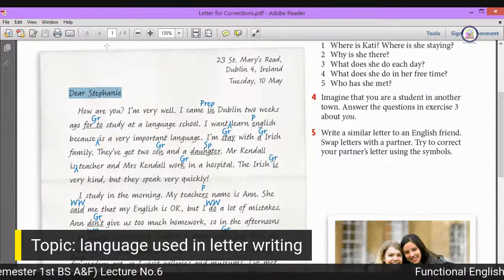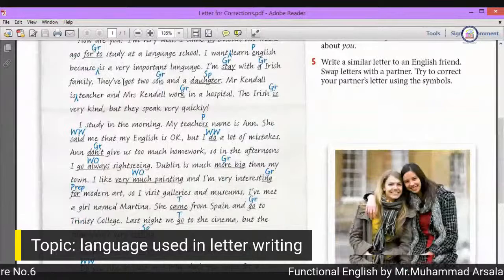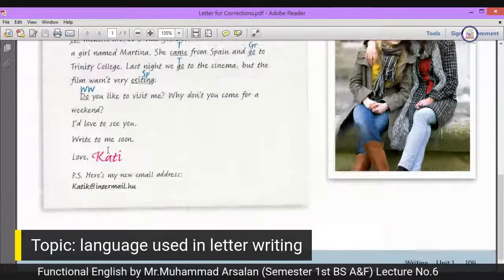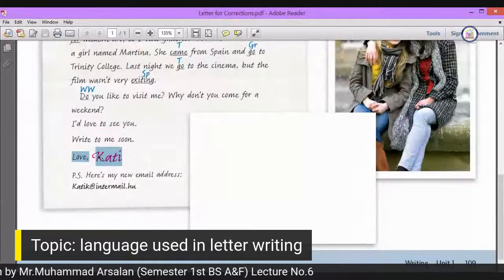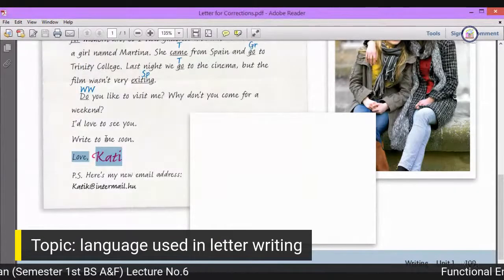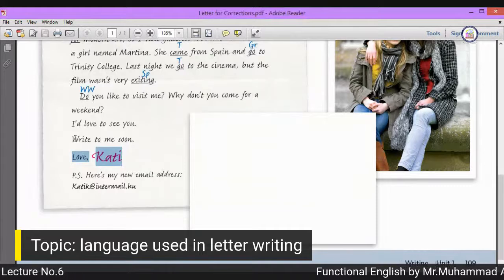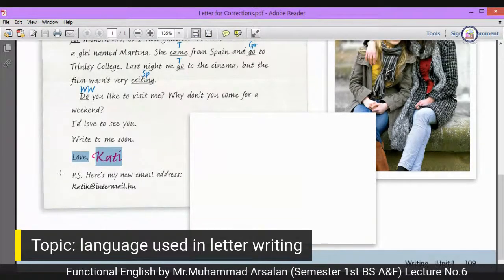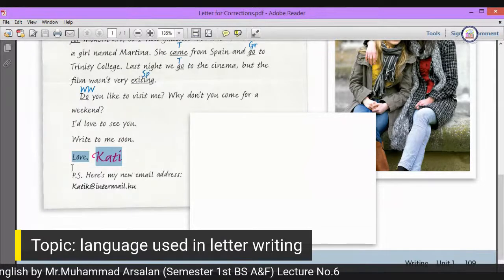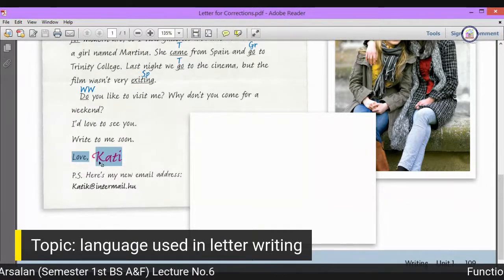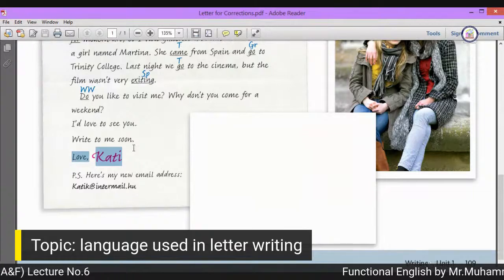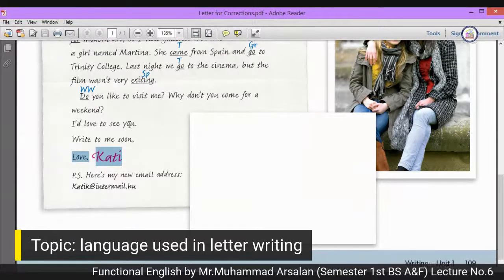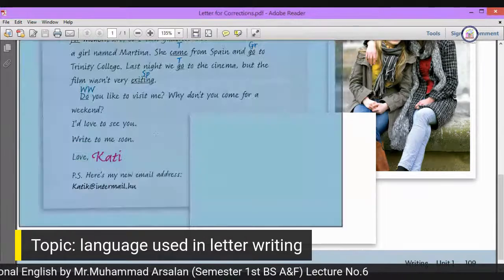In this letter, Stephanie is writing to whom? You can see that, oh, she's writing to Katie. Maybe it's her sister, maybe a friend, but you can see the close. So the close can tell you that it's an informal letter. Let's have a quick look at what it means.